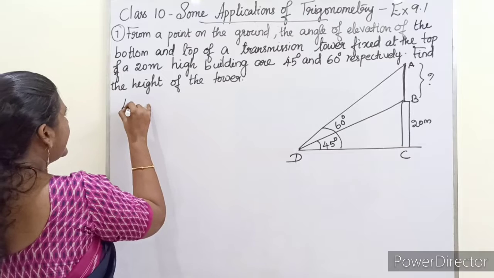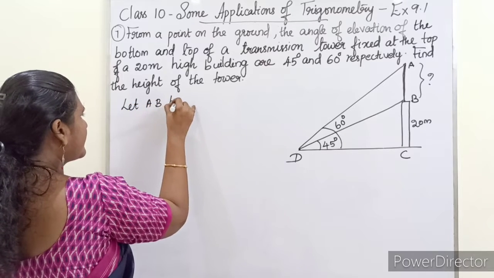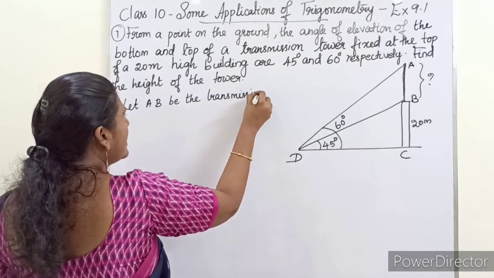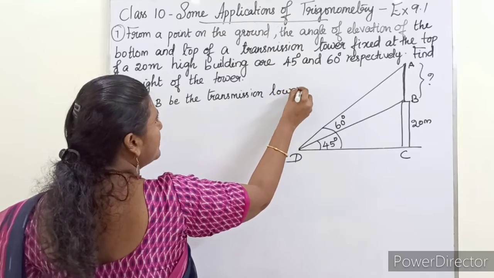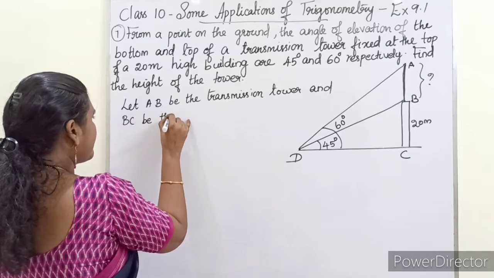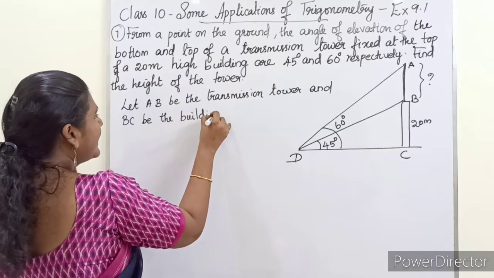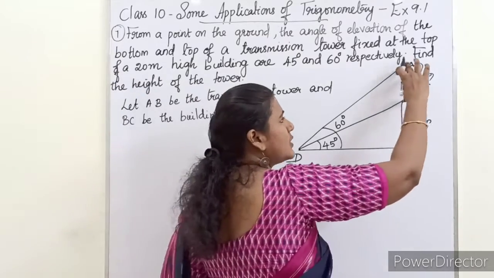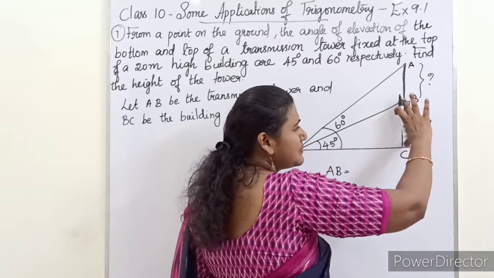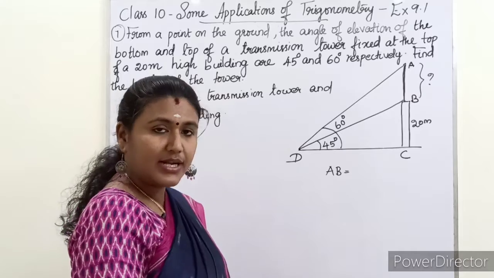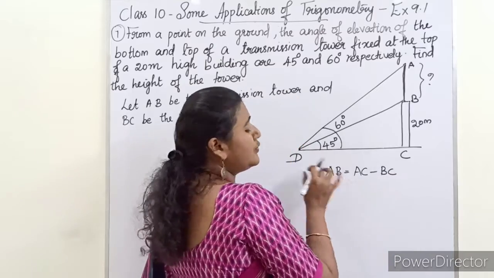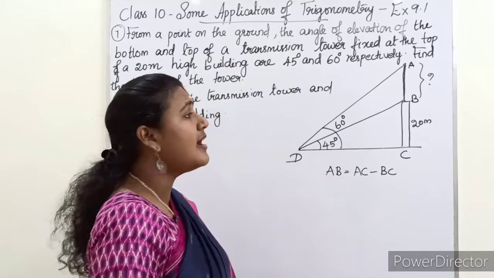Okay. So we will write, let AB be the transmission tower, and here BC be the building. Now you listen here, how will you find the AB length? We can find AB by AC minus BC. BC value we have already been given in the question as 20. So AC minus BC will give you AB. So this is how we are going to find the height of the tower.